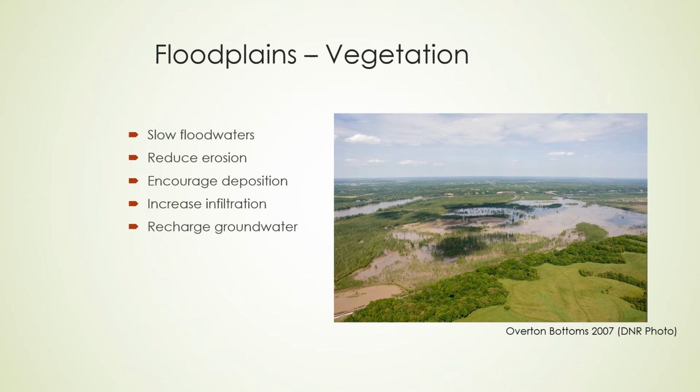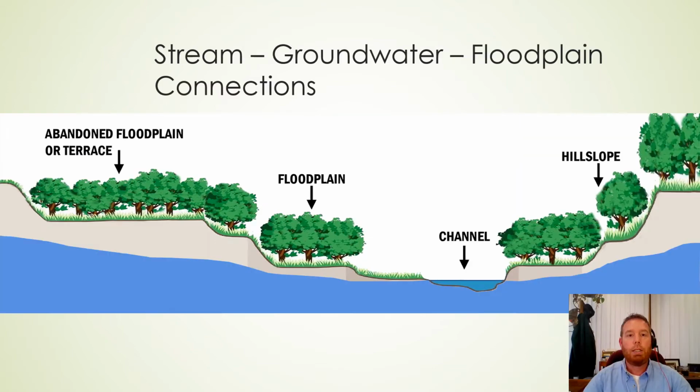And because this energy has been decreased, deposition of materials occur. The stream being connected with the floodplain also increases infiltration and recharges the groundwater. If we come back to this image, we can look at how groundwater interacts with the floodplain and the channel. The level of the water table helps determine the water levels of the stream channel, but as you can see, the water table varies in depth across the landscape, and it's not flat.